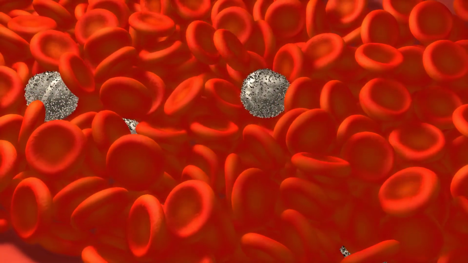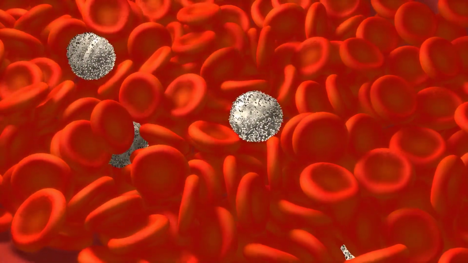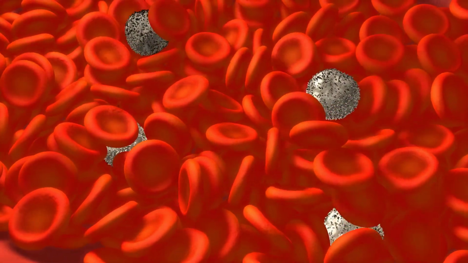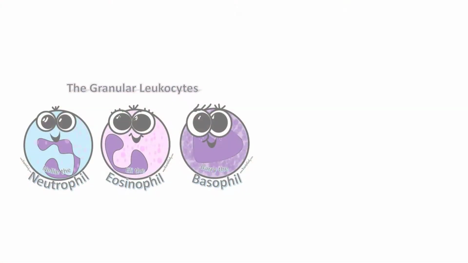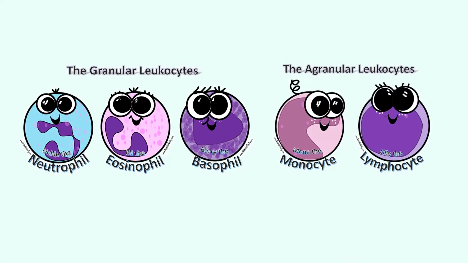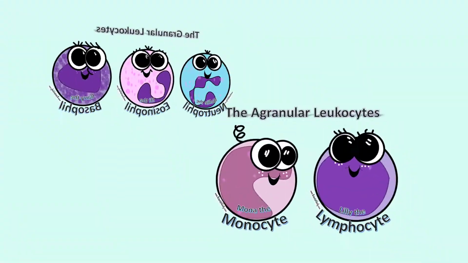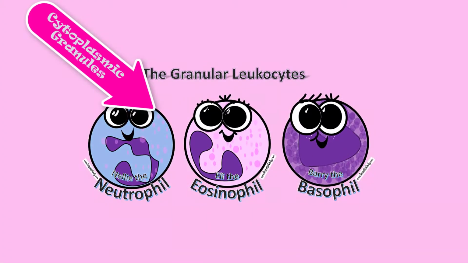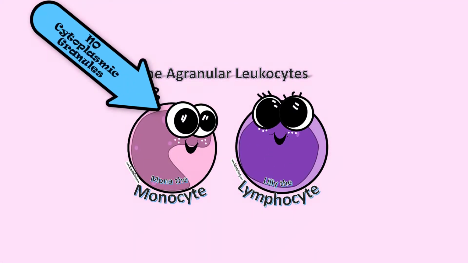The major cellular components of blood are the erythrocytes, or red blood cells, and the leukocytes, or white blood cells. There are 2 major classes of leukocytes: granular and agranular. Granular leukocytes have cytoplasmic granules, whereas the agranular leukocytes lack cytoplasmic granules.